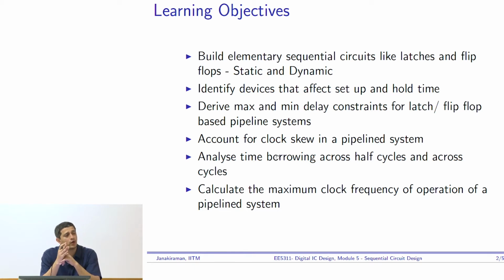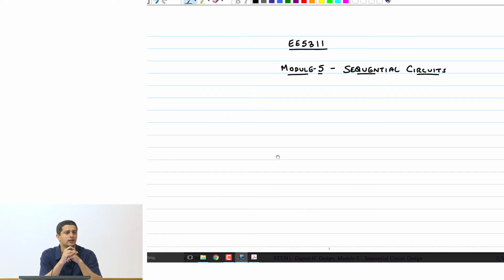Okay, but you can do it only with a latch based system. You cannot do it with a flop based system. So we'll look at that. And then finally, you should be able to calculate the maximum clock frequency of operation of a pipeline system.